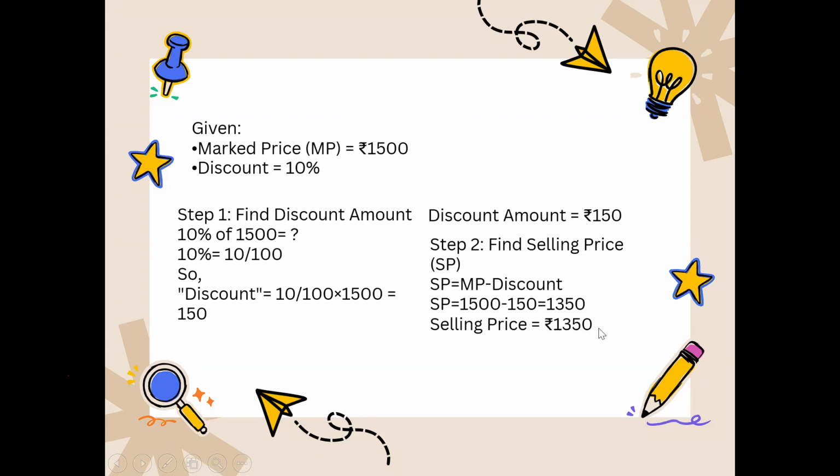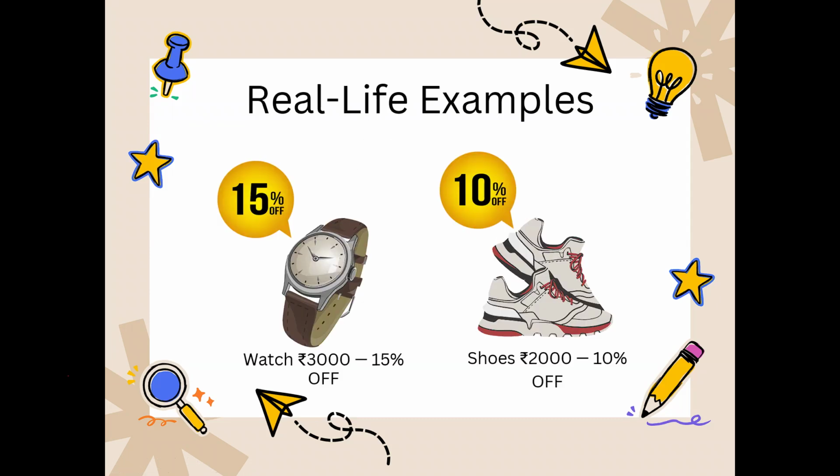1350. Okay, students, I think after this interactive example you are pretty good to calculate the discount or selling price or mark price if any two entities are given to you. Here some real life examples are given for you to solve, and these are two examples actually. The first one is a watch on which 15% off is given on 3000, and shoes are given 10% off on price 2000. Okay, so how will you calculate?